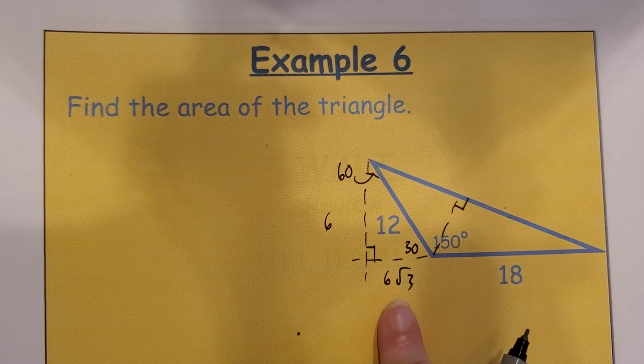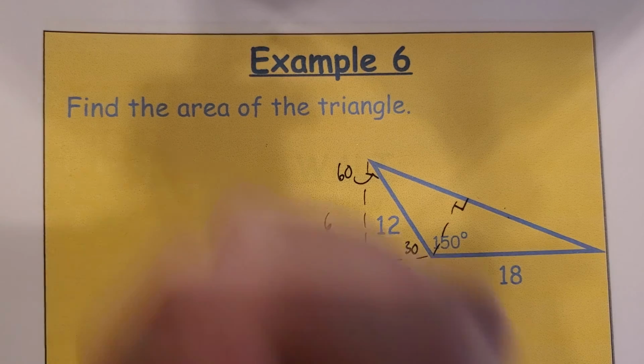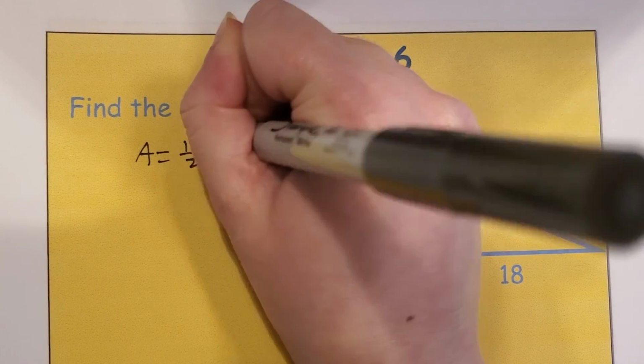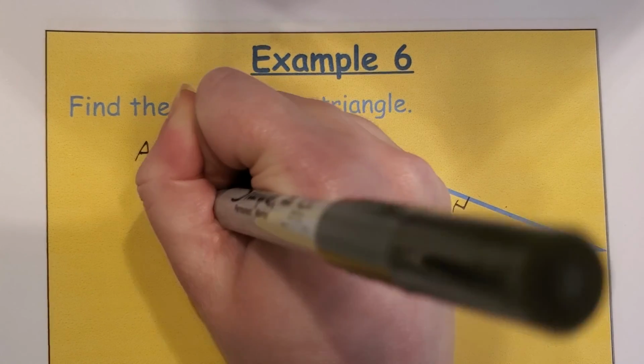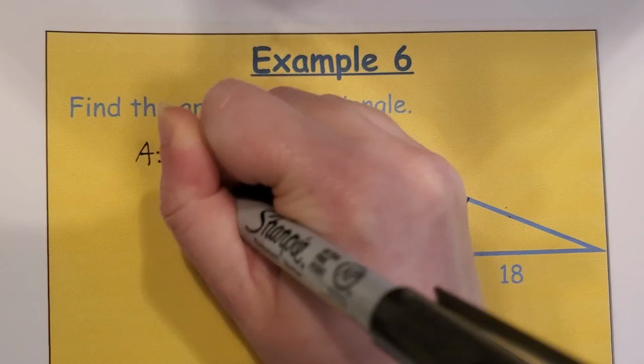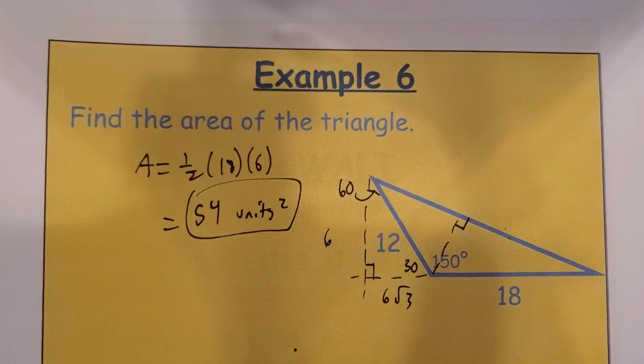We didn't even need to take that extra step to figure out the long leg because the height that we're actually using is the 6. So the area is 1/2 of 18 times 6, which is 54 units squared. All right? And that's your entire review.